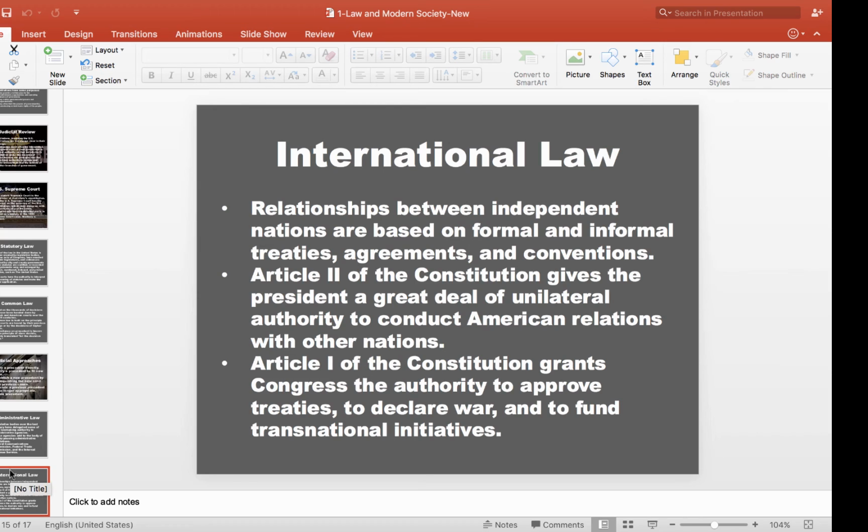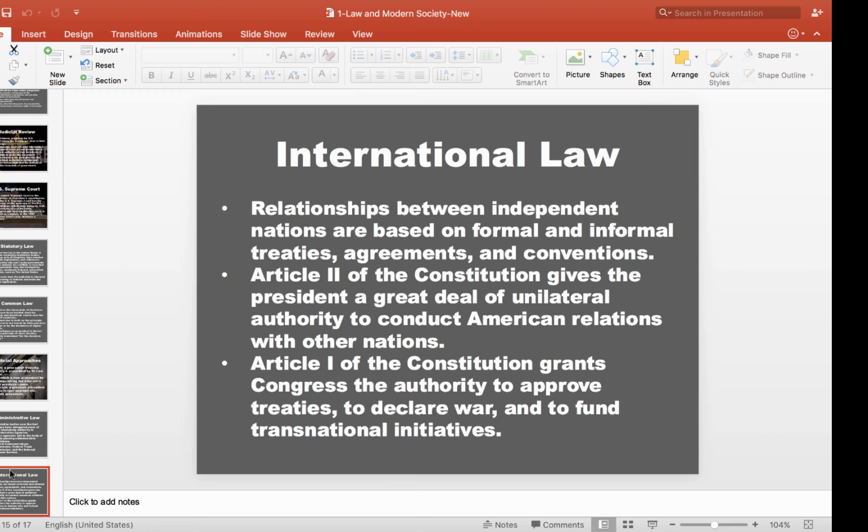There's also international law, which deals with the relationships between independent nations, and they're based on formal and informal treaties, agreements, and conventions. So Article 2 of the Constitution gives the President a great deal of unilateral authority to conduct American relations with other countries. So foreign relations is really in the purview of the executive branch of government.